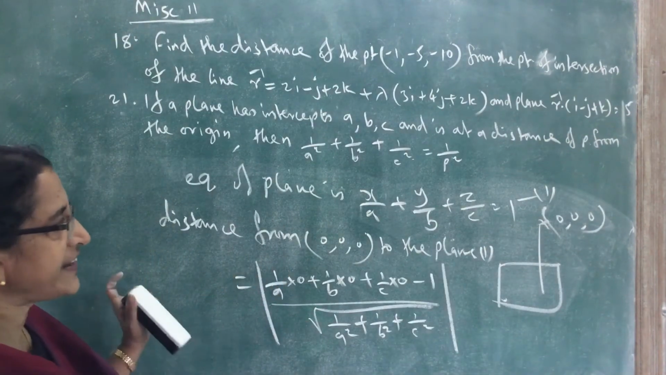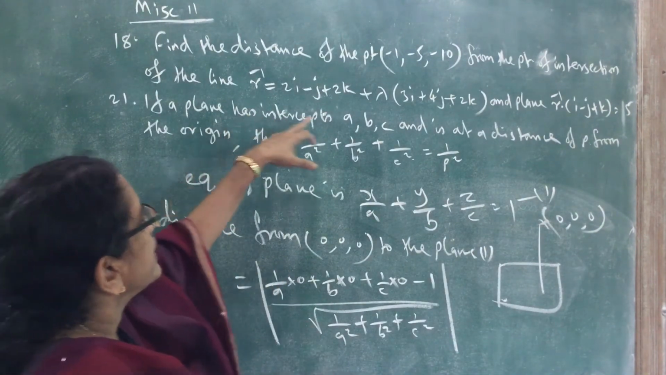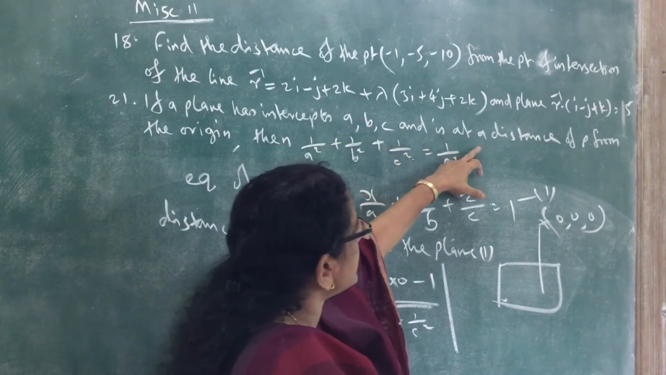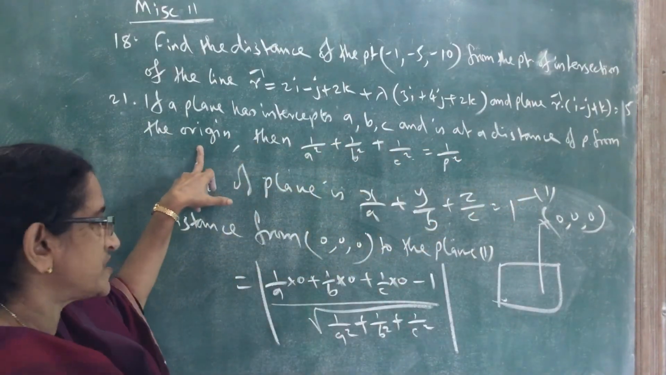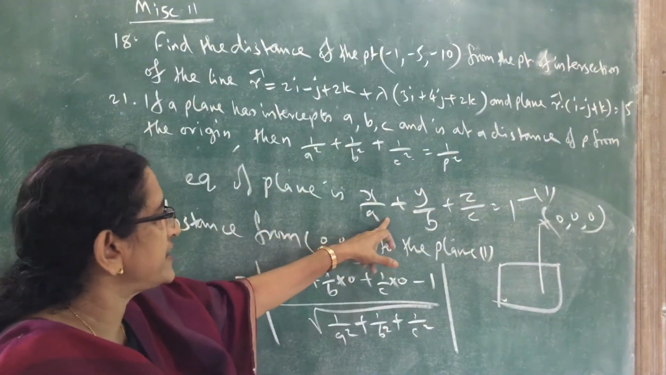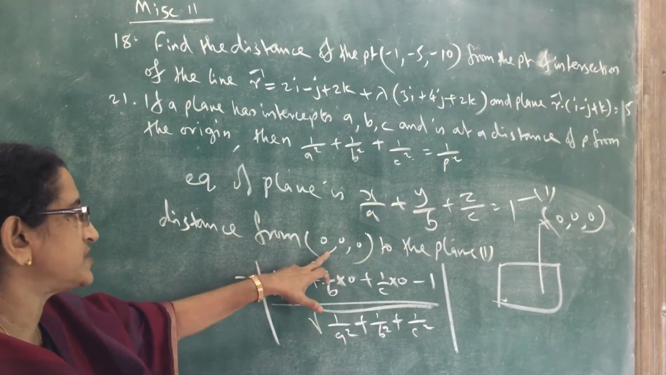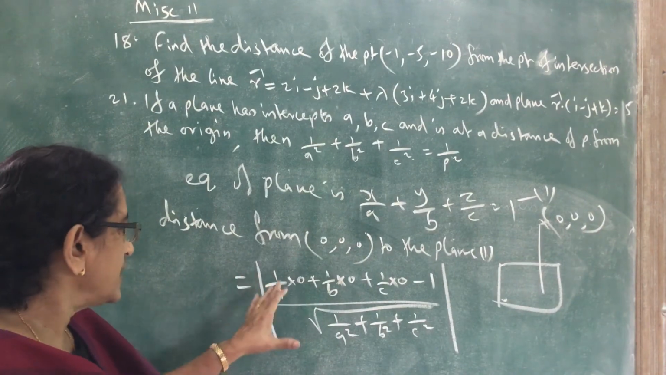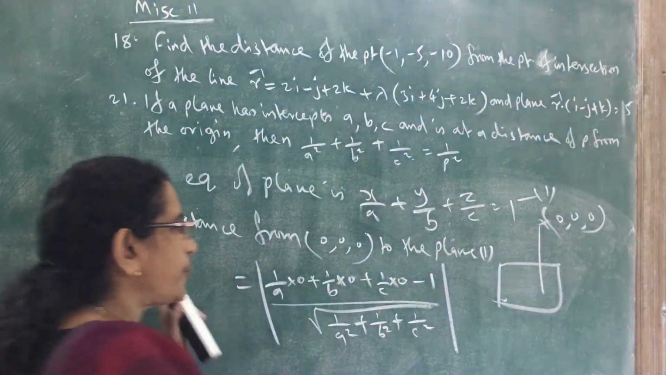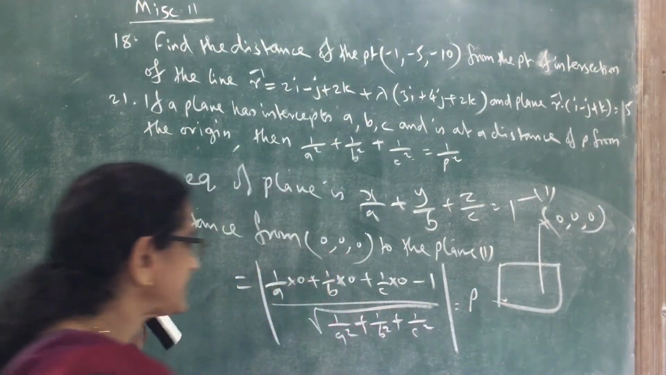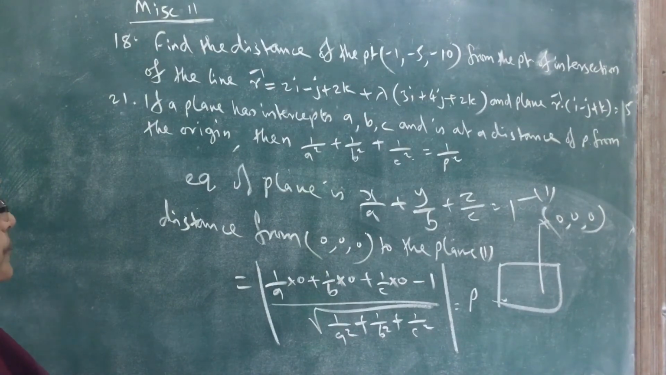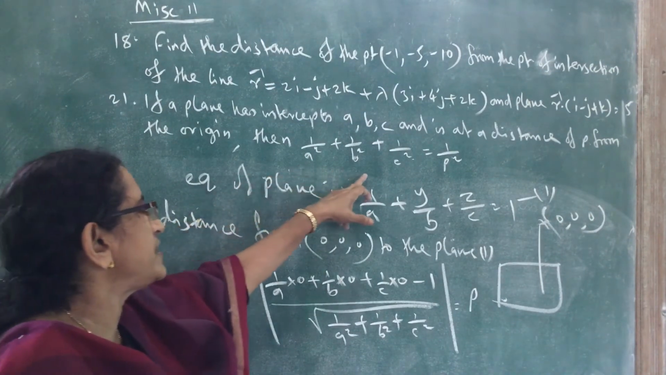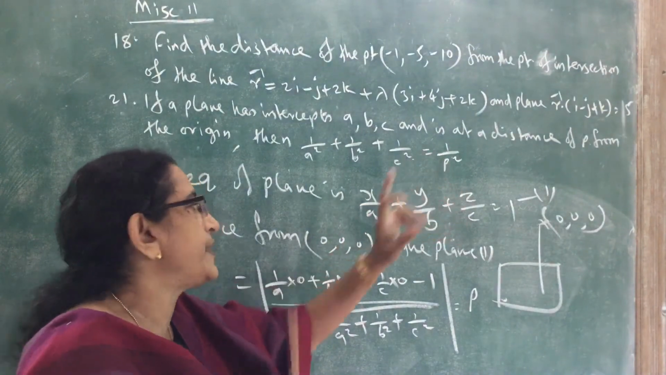And given that the plane with intercepts a, b, c is at a distance of p units from the origin, that means the distance from the origin to this plane is p units. So this distance is equal to p units. Now we have to prove that 1 by a square plus 1 by b square plus 1 by c square equals 1 by p square.